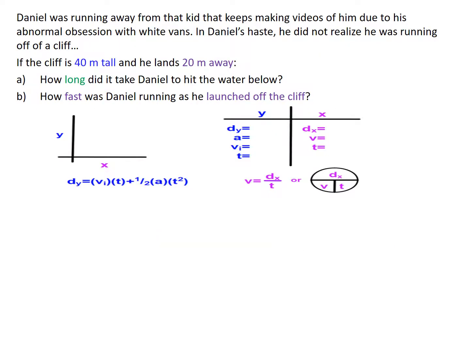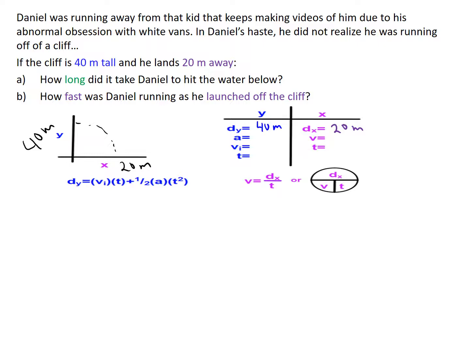So again, I color coded. Anything that's on the Y is blue, X is purple, and time is the same on both. So let's draw, first of all, the trajectory. That's your first step. And the info they tell me is that it's 40 meters tall and that it's 20 meters away. Kind of similar to the last problem where they only give us the height. So dx is 20 meters away, and dy is 40 meters tall.